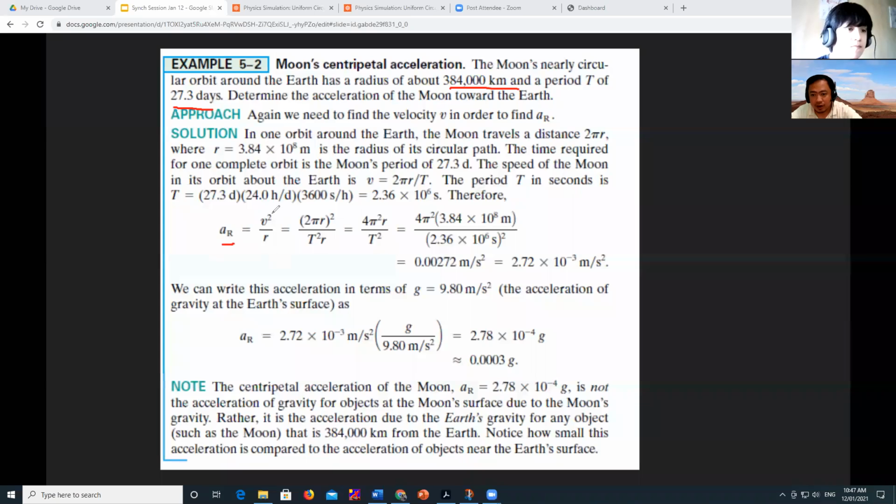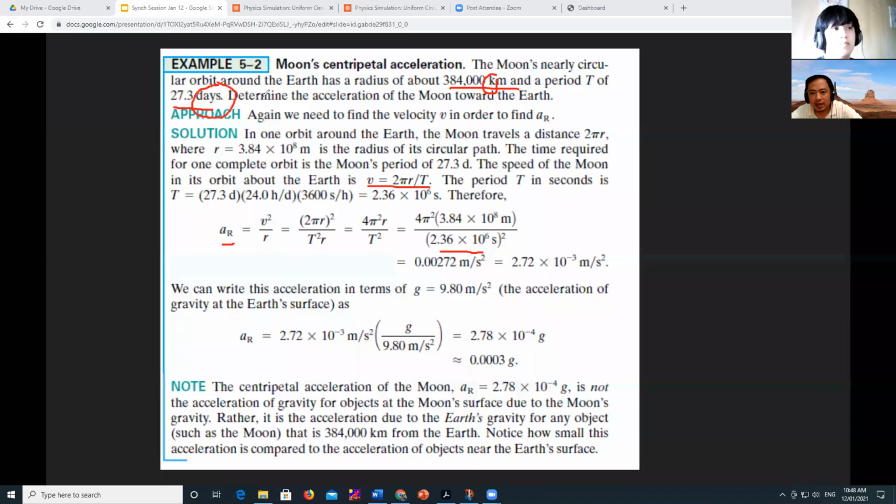So, we all know v squared over R. And to get v, it's 2 pi R over the period, right? So therefore, you have (2 pi R) squared over T squared. You substitute 2 pi R over T into the equation. It will become 4 pi squared R over the period squared. So 4 pi squared, with pi as 3.14, then R is given. You convert this to meters so that your unit is meters per second squared. And then your period from days you convert to seconds.